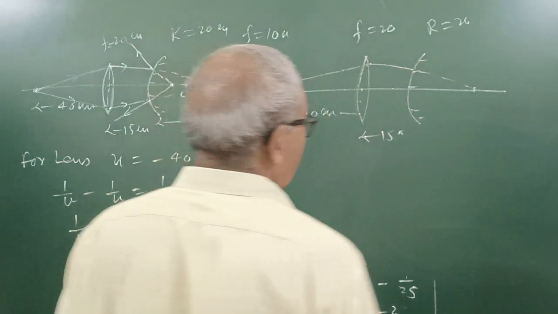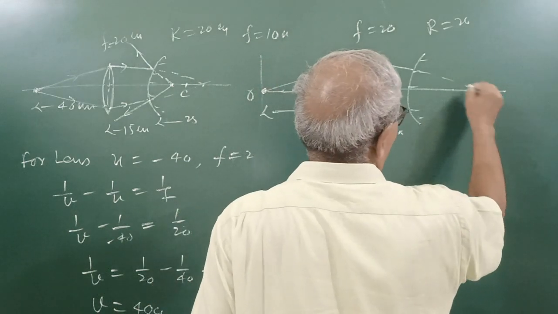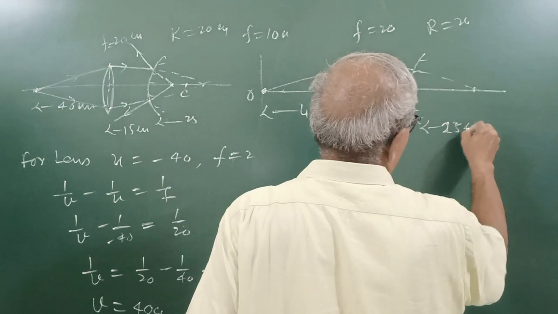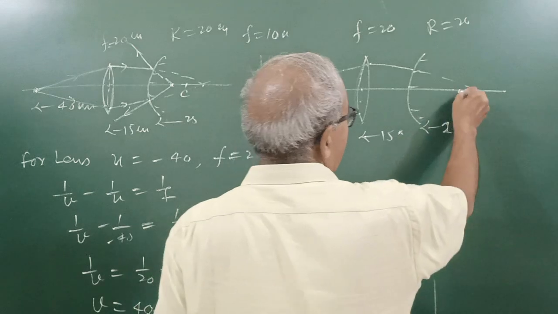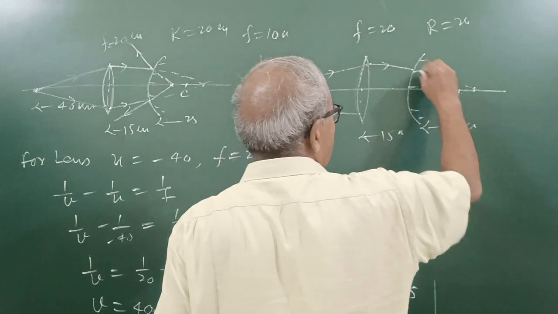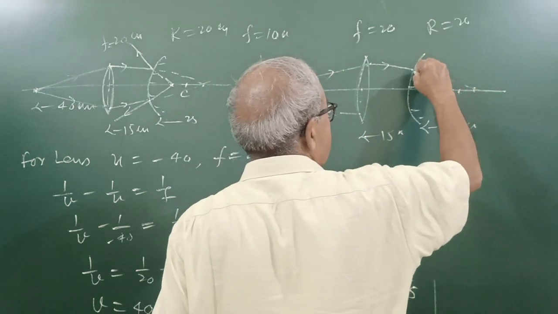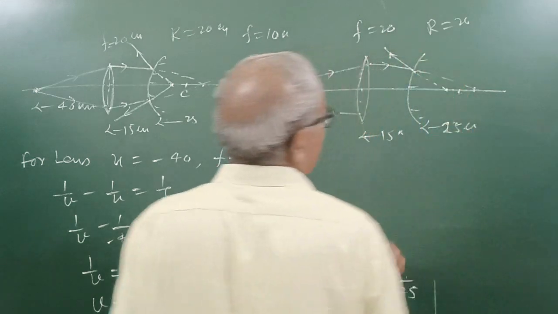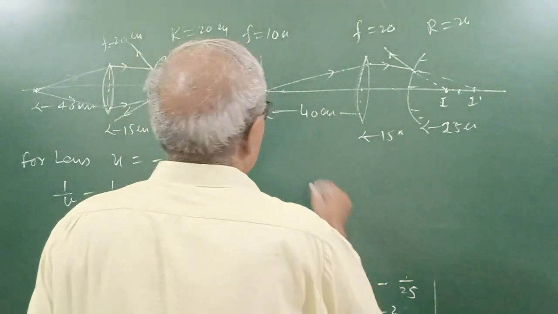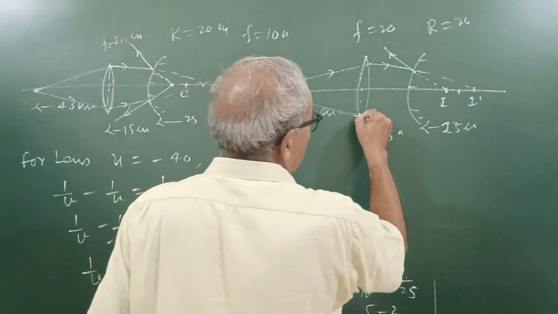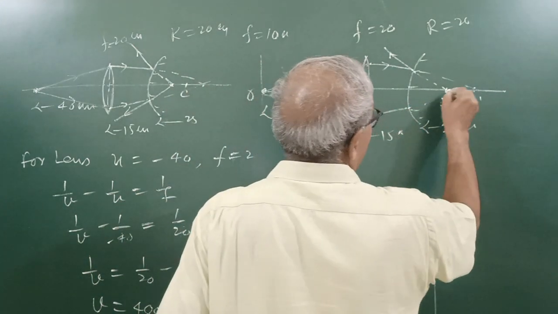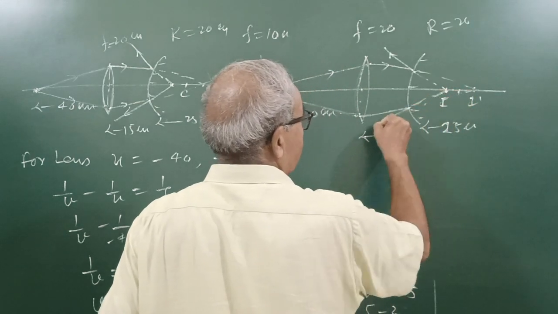But we have got v at 50 by 3. If this was 40, then this is 25, and C is there at 20. The image is less than 20 here, so it means the rays after reflection will appear to come from this point. Here is the final image I dash, for the virtual object. Similarly, from this side you can have like this, and these will be reflected from this point.